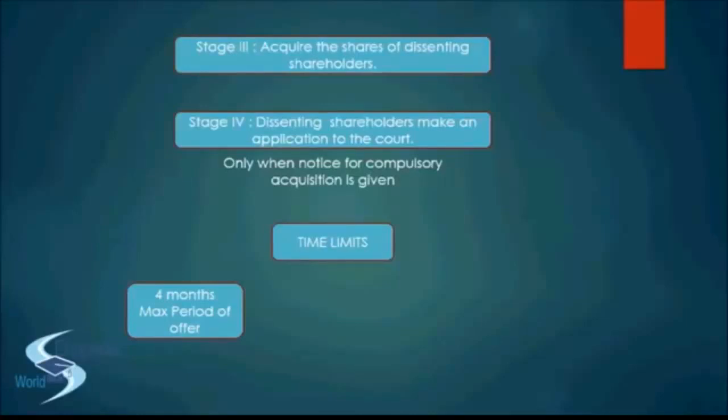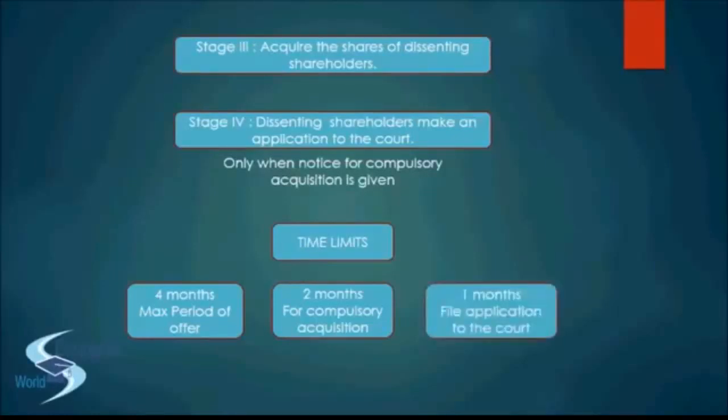And then you have a 2 months period for the compulsory acquisition. If you want to make a compulsory acquisition, give them the notice within 2 months that we are coming to take your shares, save it if you can. And once that notice is given to the dissenting shareholders, they have a time limit of 1 month to file an application to the court. So 4, half of it 2, half of it 1. This is how it goes, so it is easy for you to memorize and remember.